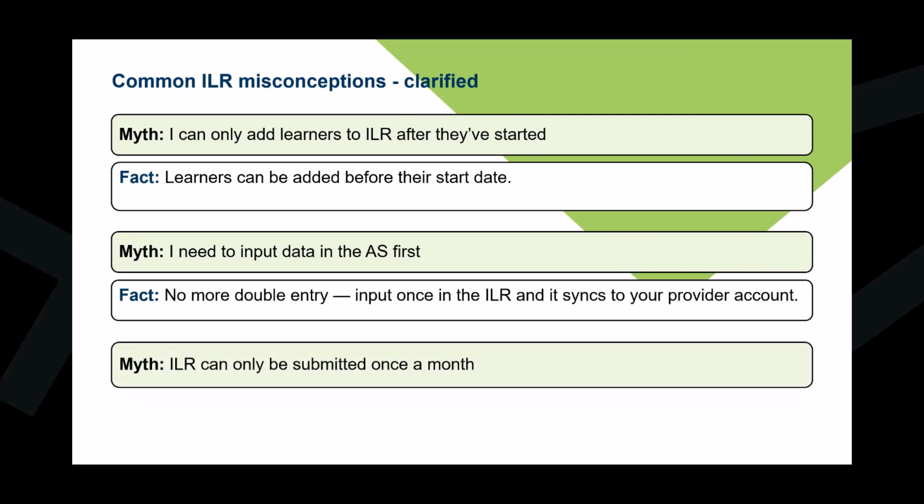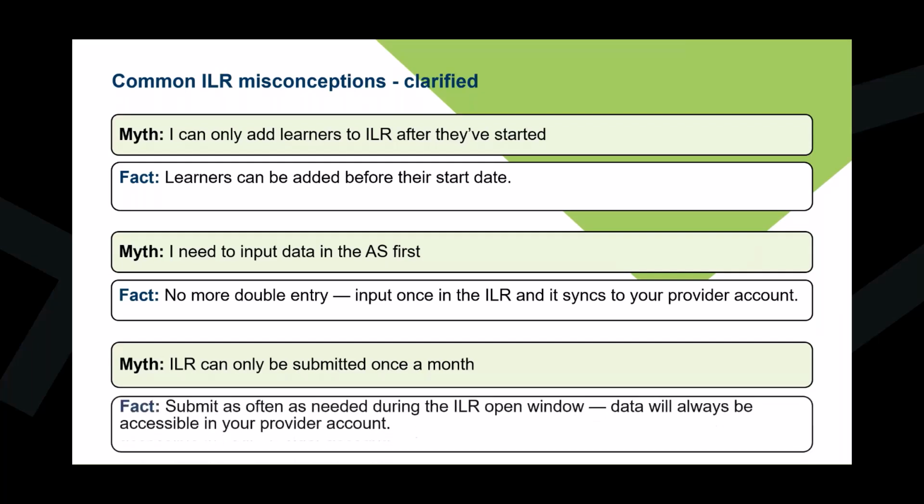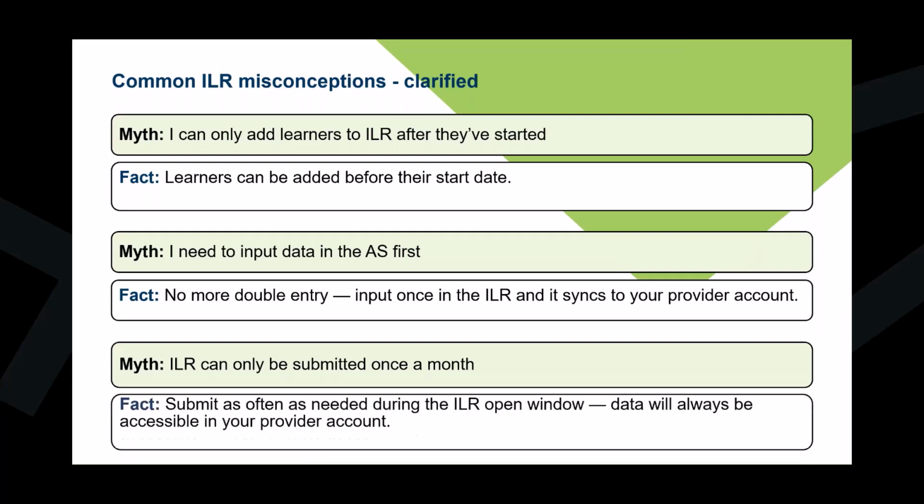The third myth is that the ILR can only be submitted once a month. According to the ILR data team, the ILR file can be submitted as often as needed during the ILR open window, and the data will remain available in the Apprenticeship Service account at all times. So it's available there to review and submit approval requests to employers, even when there's the maintenance window.